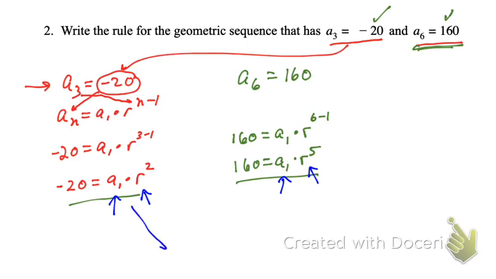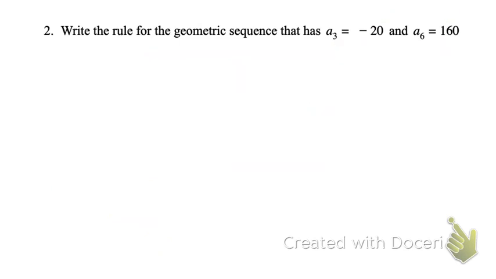So now we're going to take these two, and I'm going to go to a blank slide. We're going to take these two and treat them like a system of equations. Okay, so let's go here. Let me get a blank slide. Here we go. All right, so we were sitting there with negative 20 equaled our first term times r squared, and we had 160 equaled our first term times r to the fifth.